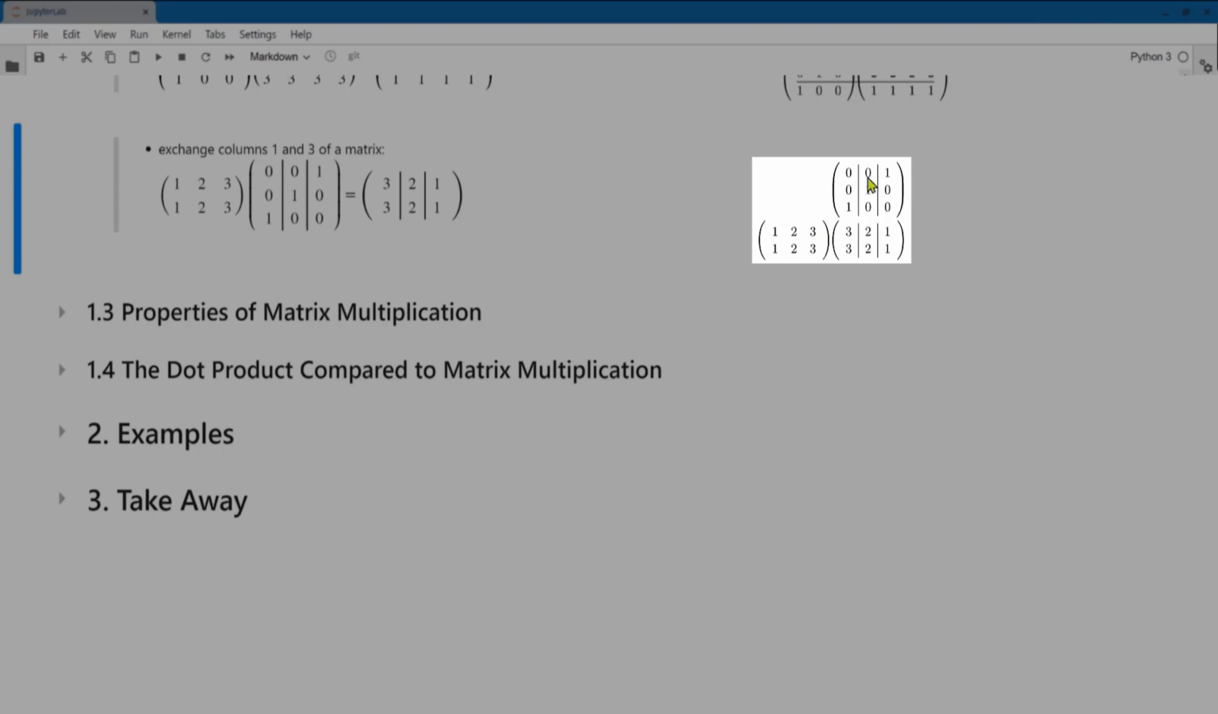The first column of the result is 0 times the first column plus 0 times the second column plus 1 times the third column of A. So the third column of A, second column of A, and first column of A.